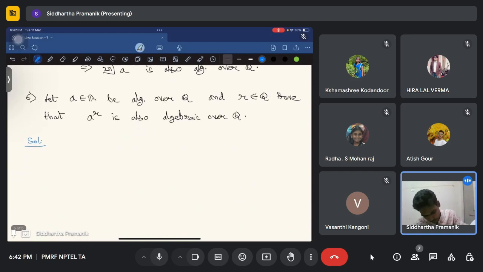Okay. So since r belongs to Q, let r equal p by q, where p belongs to Z and q belongs to N, q not equal to 0.